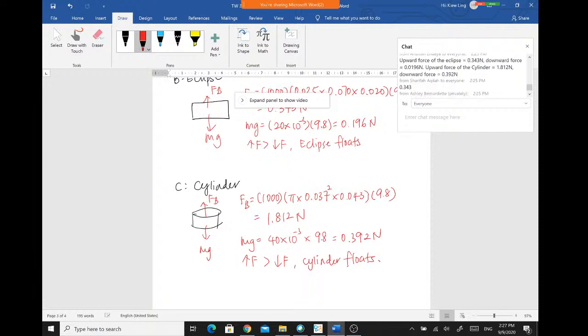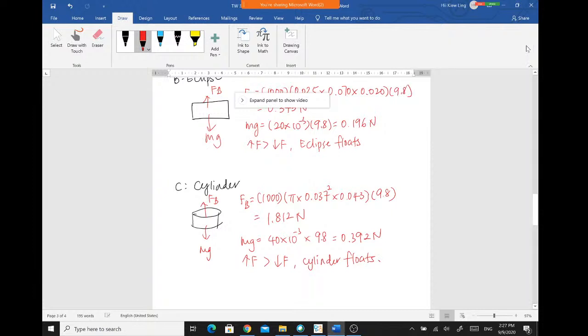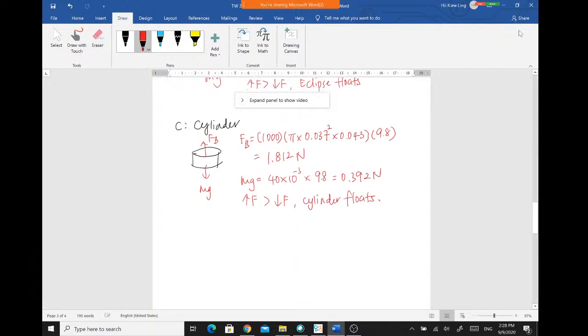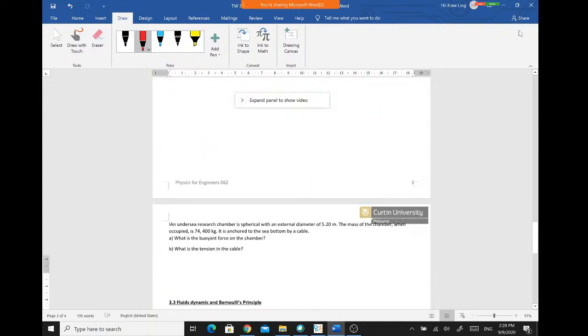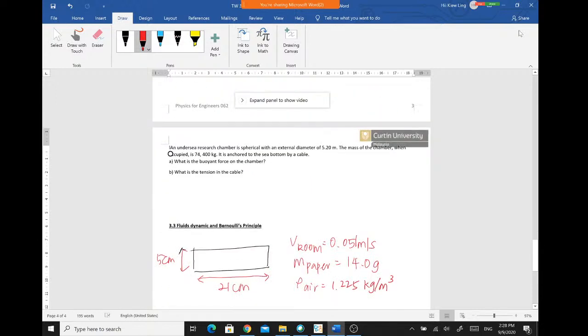Okay, so that is from the buoyant force. But in fact, if you look at the sample in the lecture notes, if you can find the density itself, it is already sufficient to prove whether the object will sink or float. Okay, so now move on to the question. An undersea research chamber is spherical. Okay, so it is round with an external diameter of 5.2 meter.